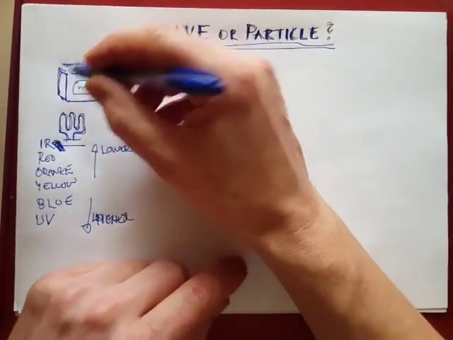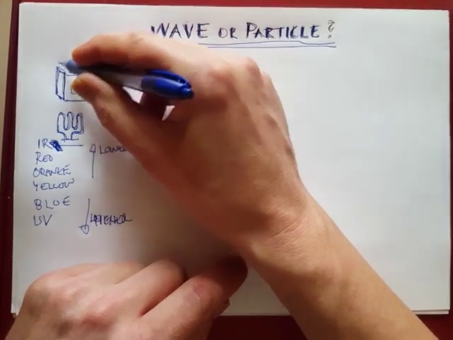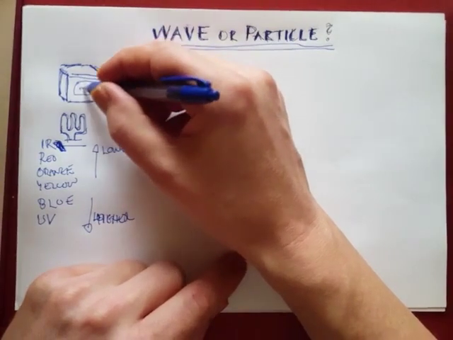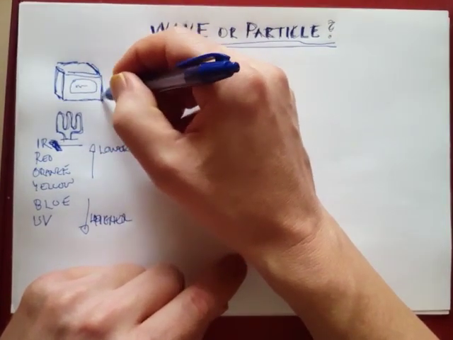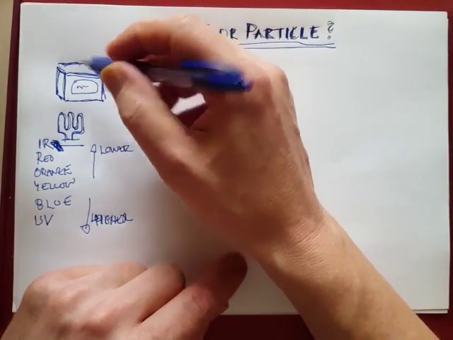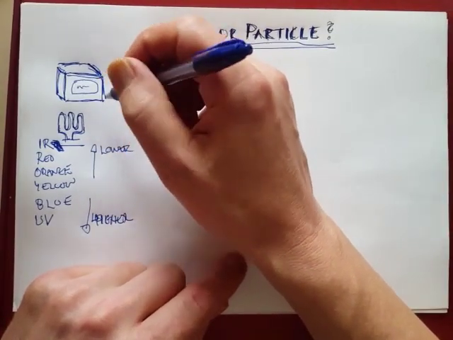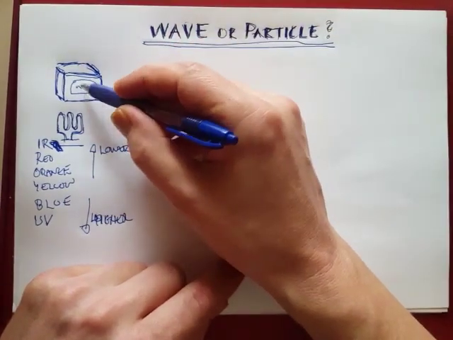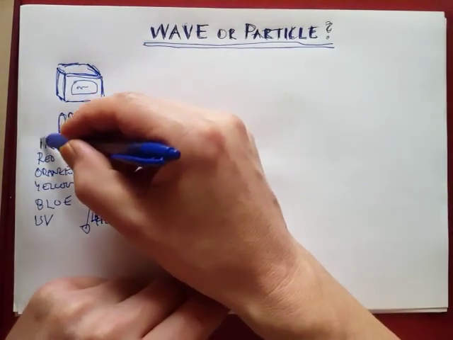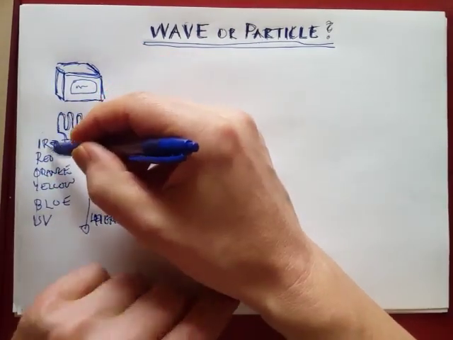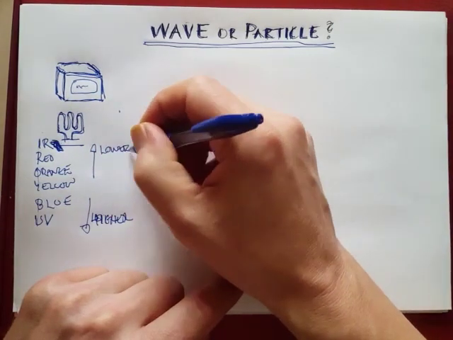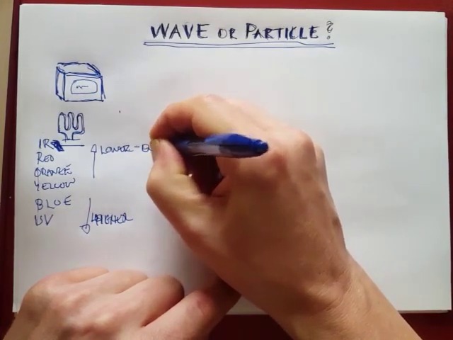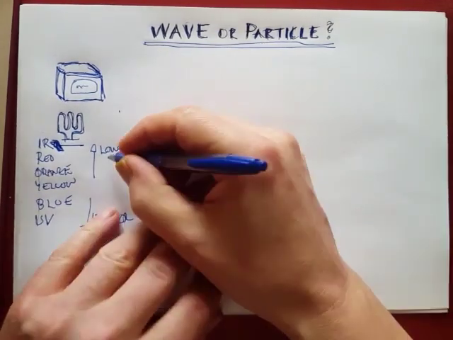And the problem the physicists had with this oven was that, according to their equation, it should explode. If you continue to heat it up, it should explode. That was the problem they had. So when you heat something up, it means that you walk through these colors.